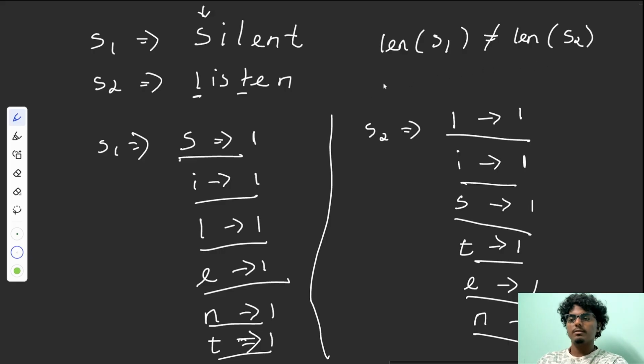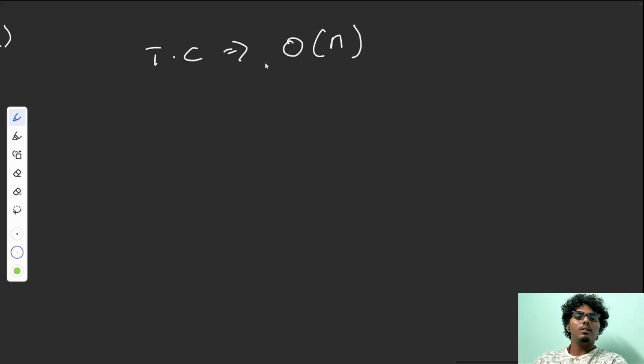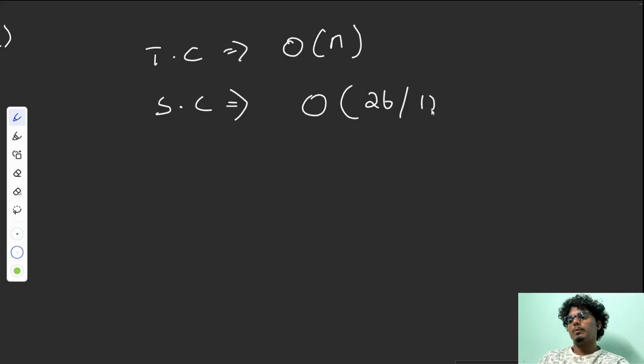Before implementing this algorithm, what is the time complexity? It will be O of n, right? We are just iterating the string once. What is the space complexity? It will be O of 26, or let's say 128 for ASCII values.